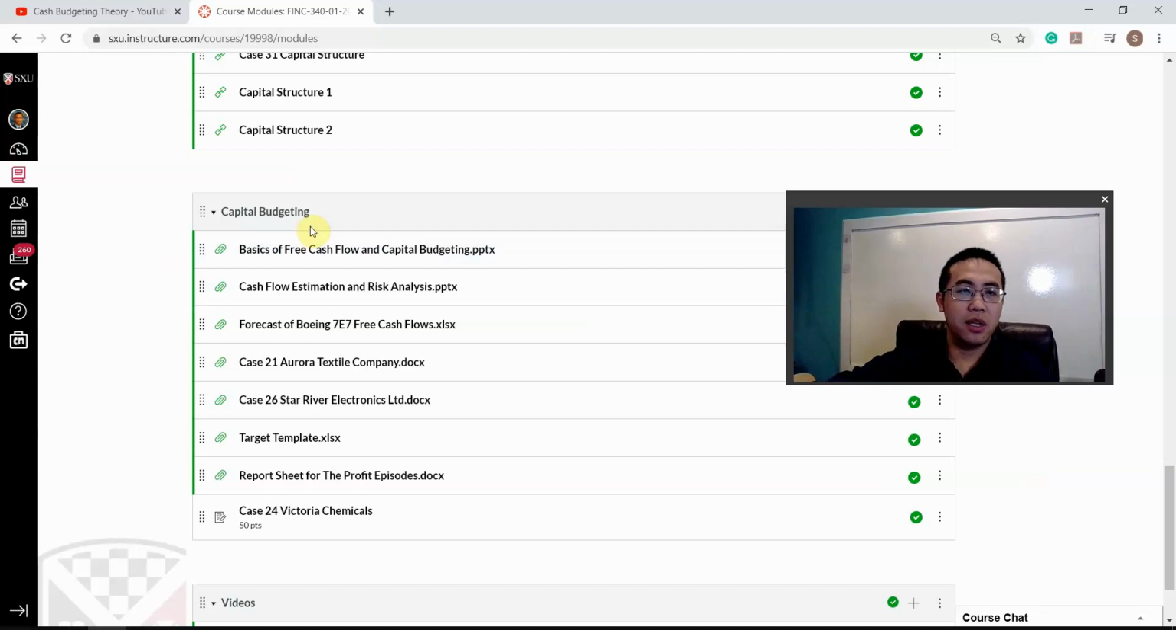On Canvas, you can see there are a lot of files and assignments for you. Capital budgeting is definitely a major topic of corporate finance. And not only do we need to analyze how the cash flows are constructed, but we will also incorporate the risk factor in the budgeting process and how to hedge those risks.